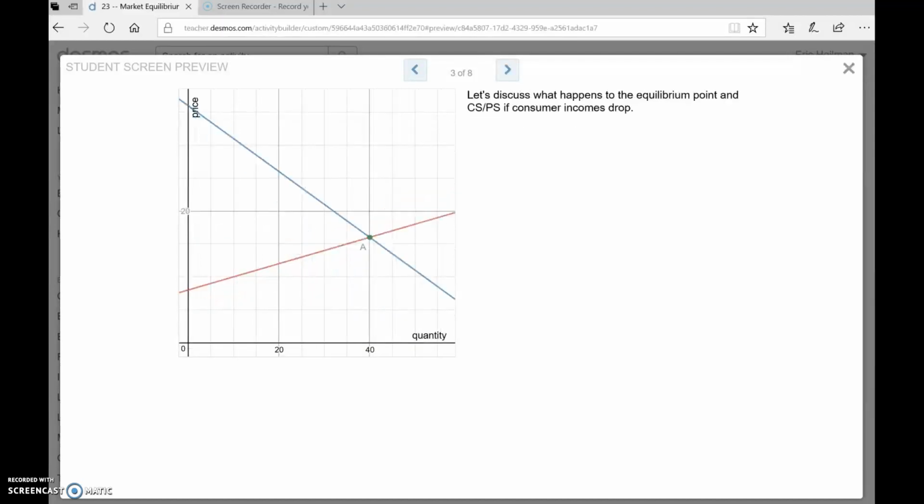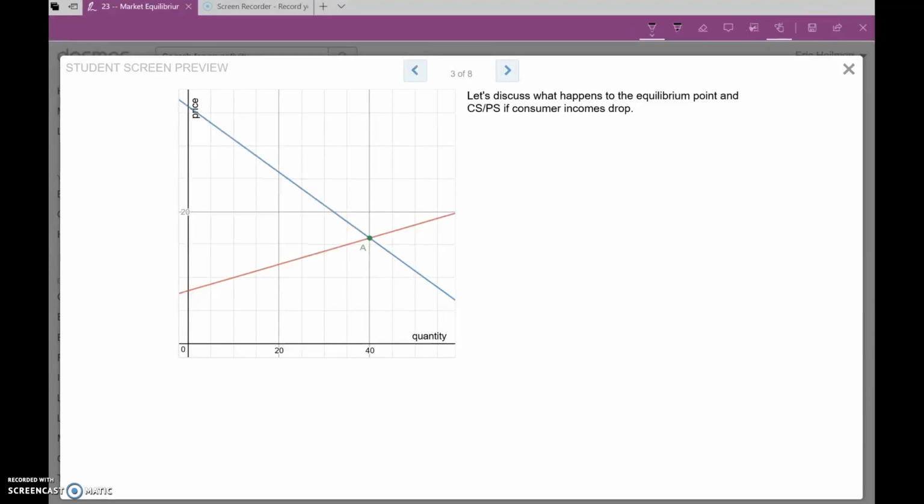Okay, so this is a pretty typical problem here. We start with a given equilibrium. We're only going to be able to do a little bit of this problem, and then I'll start on the next video. We want to compute what happens to consumer surplus and producer surplus if consumer incomes drop. And actually, I'm just going to start this problem on the next video. So I'll see you in just a couple seconds.